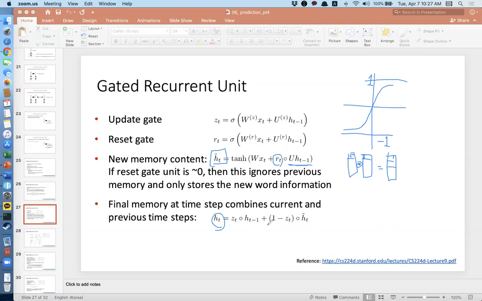But if Z is close to zero, then this part will survive and that part will be gone. Basically, you're going to copy the intermediate hidden value, HT tilde, as your final value, and HT tilde is decided by this function. So if Z is close to zero, you're deciding, I'm not going to just copy the previous value, I'm going to use a new value. How much you use the new value depends on the reset gate. If the reset gate is close to zero, you just use the current value only. If the reset gate is close to one, you still use the previous value to some extent. So that is why there are two gates. It might look complicated, but it's pretty easy.